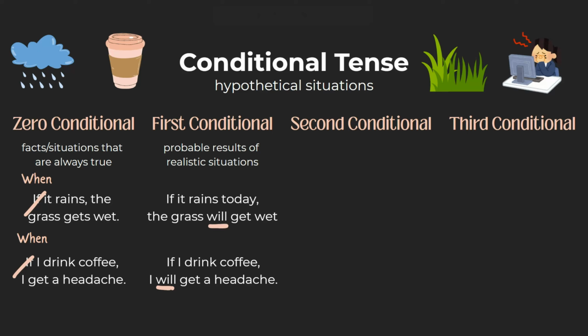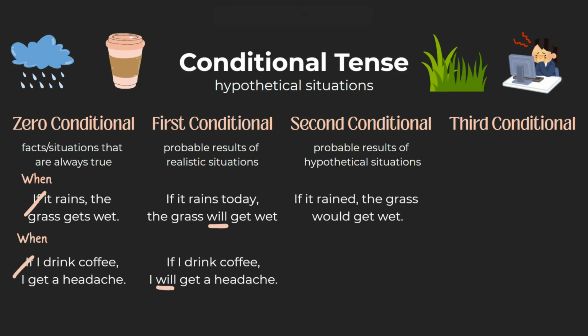The second conditional is similar to the first conditional, but instead of relating to realistic situations, it relates to probable results of hypothetical future situations. For example, if it rained, the grass would get wet, or if I drank coffee, I would get a headache. Although these outcomes are probable, the situation itself never happened, and it is only hypothetical.